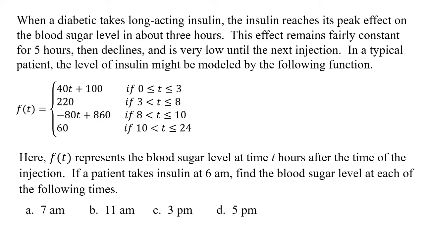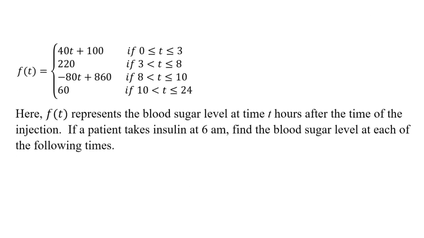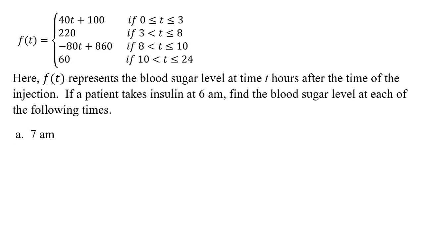Now, while the top part explains where these equations came about, we actually don't need it for this problem. So we're going to take that out. So let's first focus on the 7 a.m. It does not mean that t is 7. Remember, the patient takes the insulin at 6 a.m. So 7 a.m. is just 1 hour away. So that means that t is equal to 1.